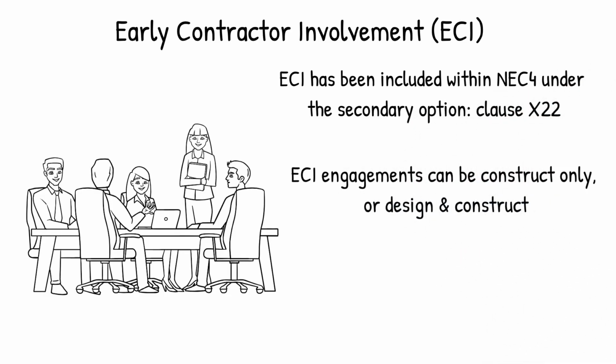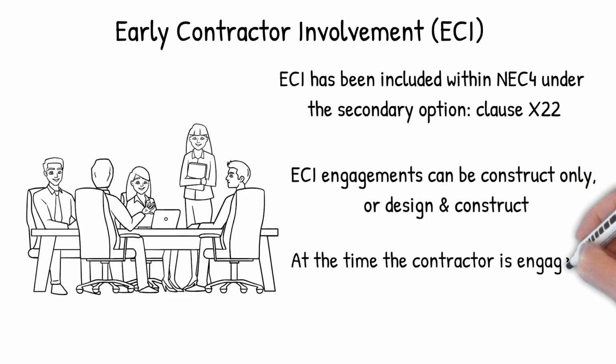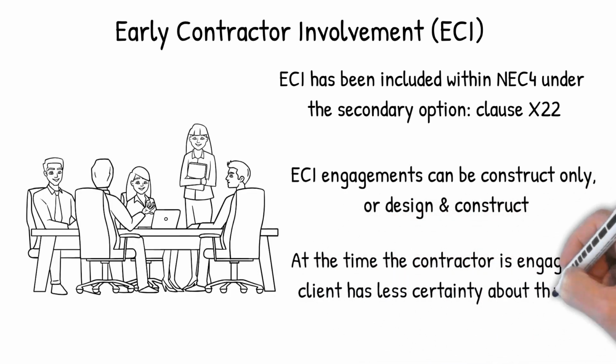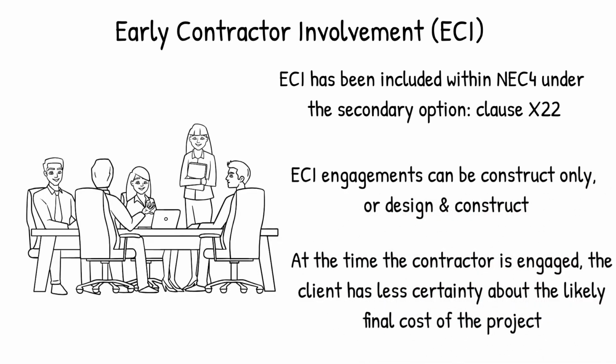However, one of the main and most noticeable differences between an ECI engagement and a more traditional lump sum form of contract is that at the time the contractor is engaged, the client has less certainty about the likely final cost of the project because subcontractor pricing will not have been obtained.